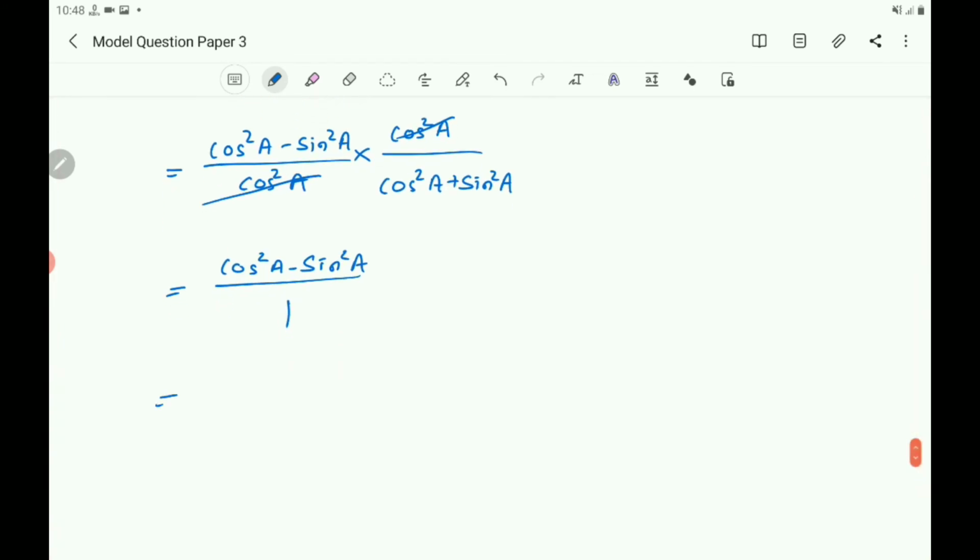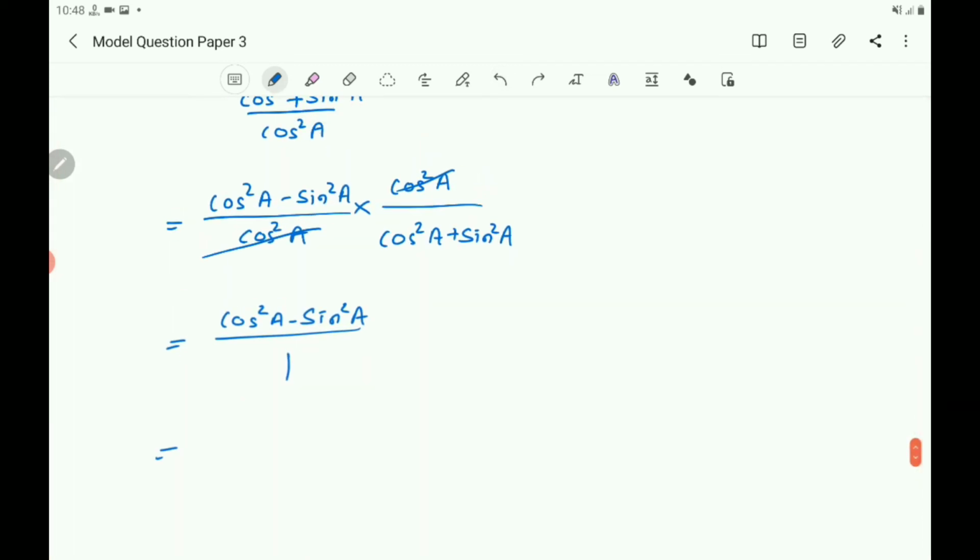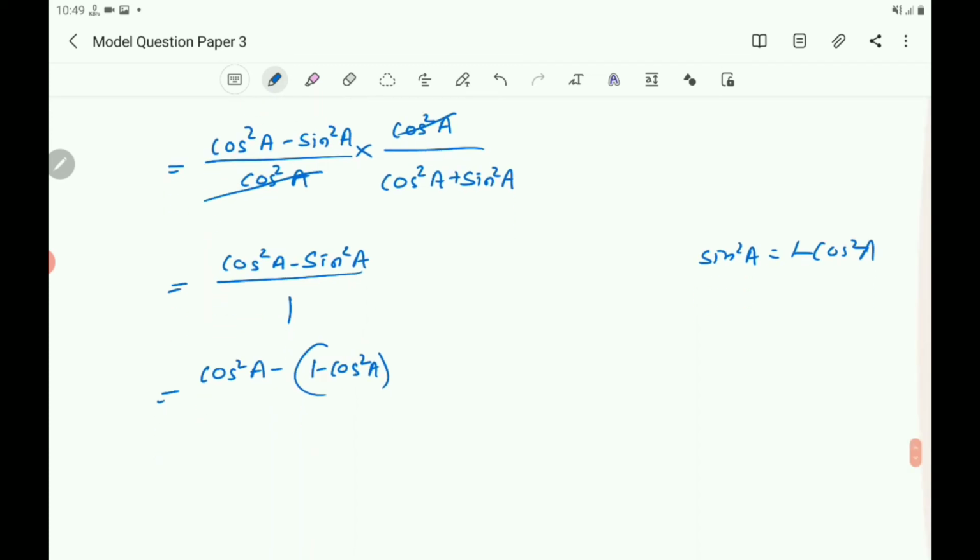Then that equals cos square A minus sin square A. Here we have to express this in terms of 2 cos square A minus 1, so you must remove sin square A here. You know the relation between sin square A and cos square A. So you write cos square A minus, you know that cos square A plus sin square A equals 1, therefore sin square A equals 1 minus cos square A. So in the place of sin square A, you write 1 minus cos square A. You can leave this one.